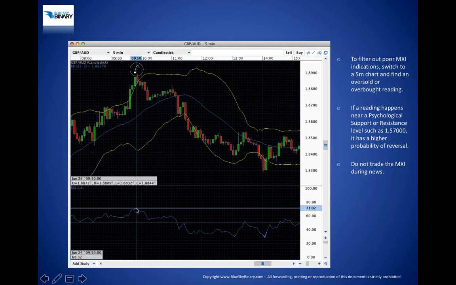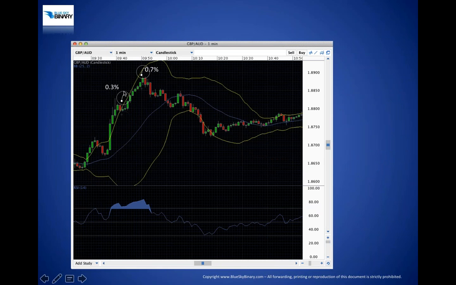Now notice something. The first MXI reading, which I've not shown on this chart, was somewhere here, right? 10 minutes earlier, where RSI was not overbought, and the price was kind of creeping outside the Bollinger Bands, but not really decisively outside it, right? And just to show you on the 1 minute chart, this was the first reading, the MXI reading.